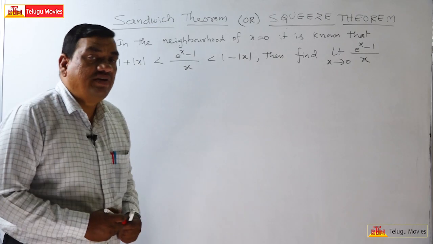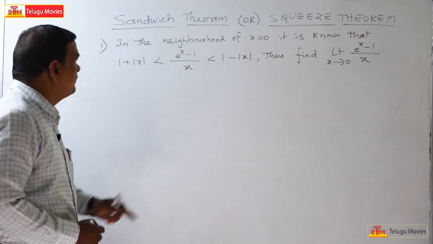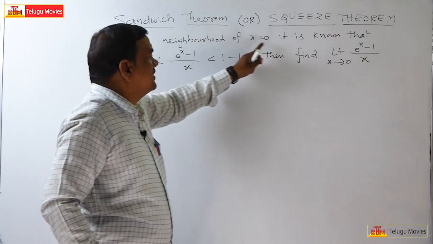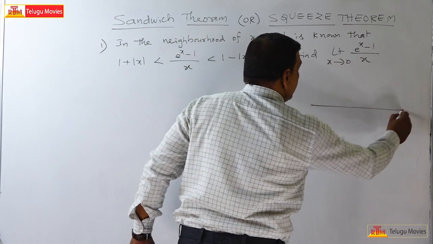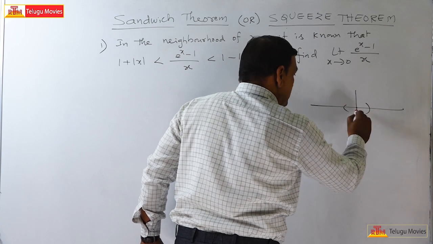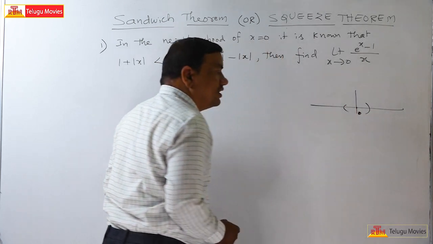Hi students, welcome to this very simple problem. In the neighborhood of x equal to 0, neighborhood means, if you see here, don't get confused, if it is C, this will be the neighborhood, understand?